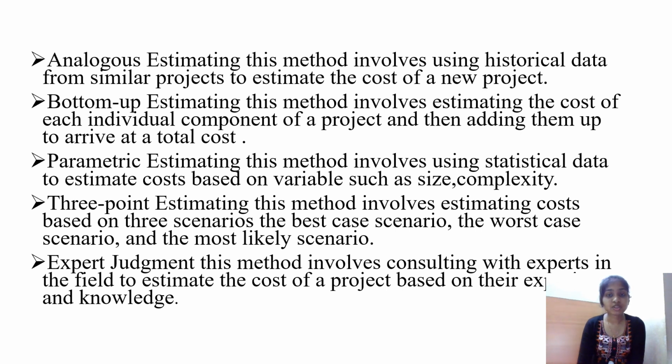Analogous estimation. This method involves using historical data from similar projects to estimate the cost of a new project. Bottom-up estimating. This method involves estimating the cost of each individual component of a project and then adding them up to arrive at the total cost. Parametric estimating. This method involves using statistical data to estimate cost based on variables such as size and complexity. Three-point estimating. This method involves estimating cost based on three scenarios: the best scenario, the worst, and lastly the most likely scenario. Expert judgment. This method involves consulting with experts in the field to estimate the cost of a project based on their knowledge.